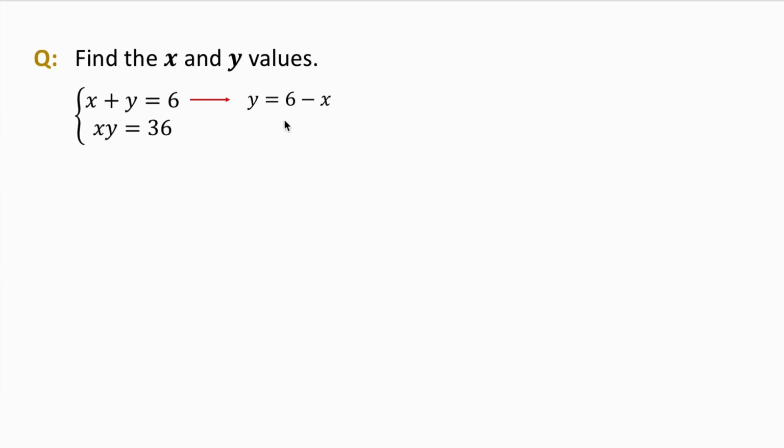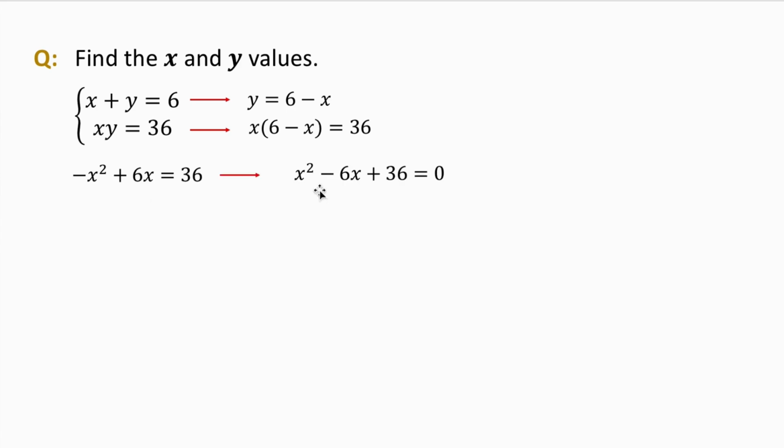When we see y in the second equation, we can replace it with 6 minus x. That gives us x times (6 minus x), and if we simplify this expression, it becomes minus x squared plus 6x on the left side. Let's bring all the terms to one side, so the equation becomes this.